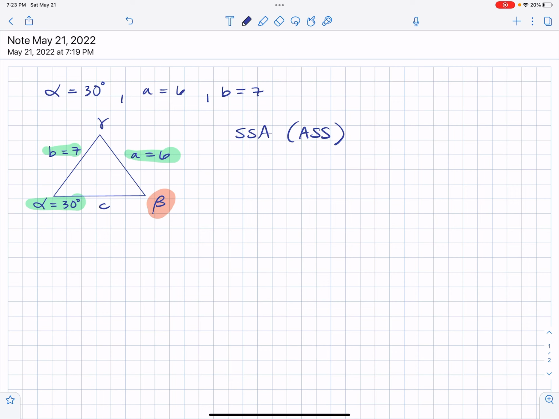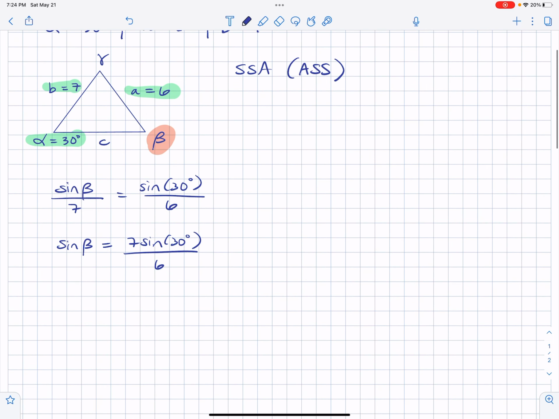So setting up our law of sines, we would have sine of beta over 7 equals sine of 30 degrees over 6. And we're solving for beta. So really this is an equation with sine, and we're solving for the unknown angle. So we can multiply by 7 on each side. We'd get sine of beta equals 7 sine of 30 degrees divided by 6. And we're going to use inverse sine to solve for one of the possible values of beta.